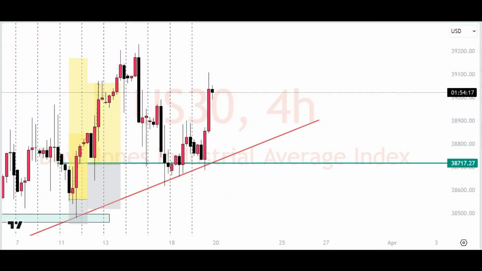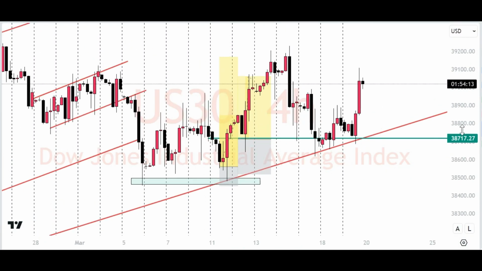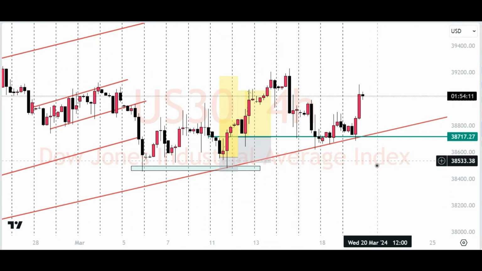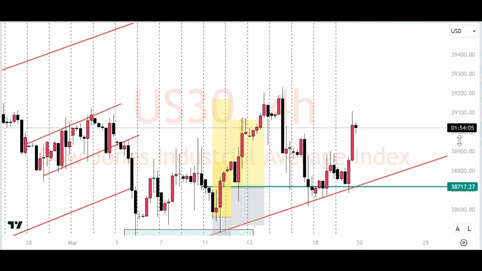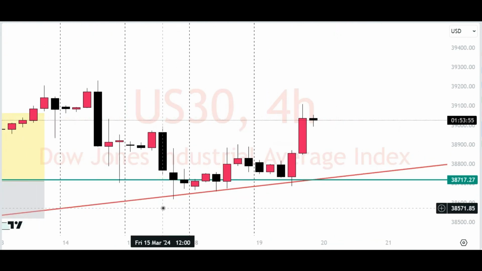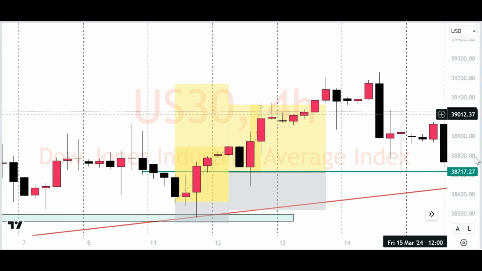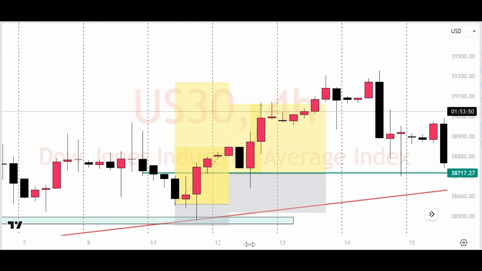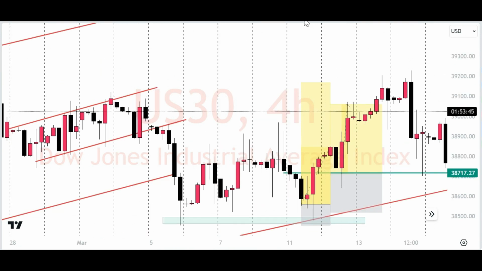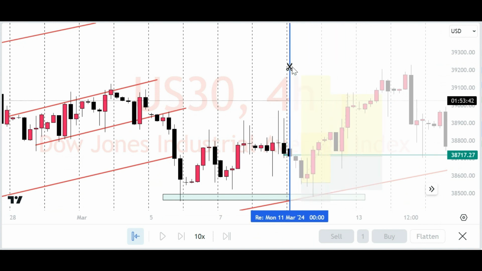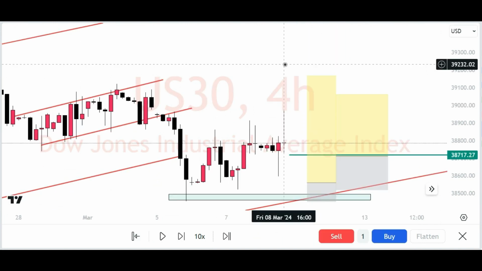So US 30, guys, is my favorite pair thus far. Well, let me not say my favorite, because not every pair is my favorite, but they all have been moving the way that I had predicted that they would move. So let's start off with, I'm going to replay price, with the dollar index, with USD CHF. I'm going to replay price, let's say from Friday the 8th of March.